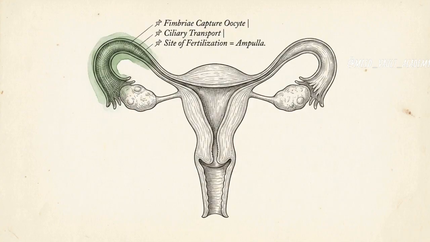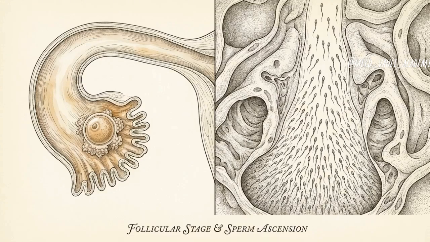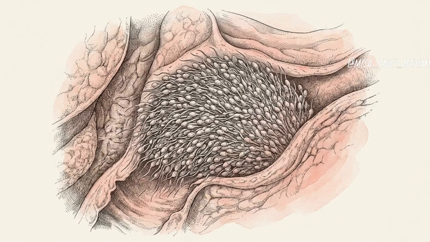The target is the ampulla. Highlighted here, the ampulla is the widest part of the uterine tube and the primary site for human fertilization. With the oocyte now positioned at this spatial destination, the narrative focus shifts to the journey and maturation of the male gametes. At ejaculation, approximately 200 to 300 million sperm are deposited in the female reproductive tract.